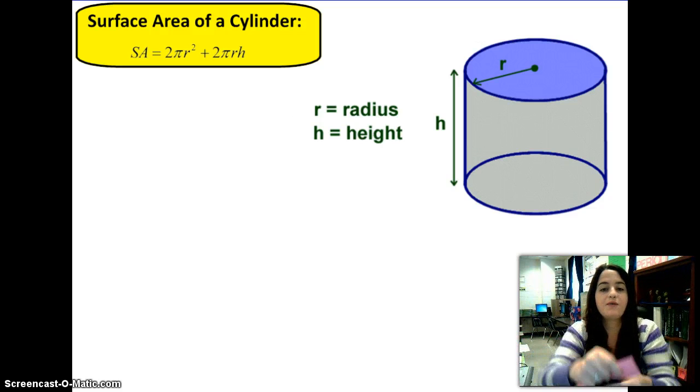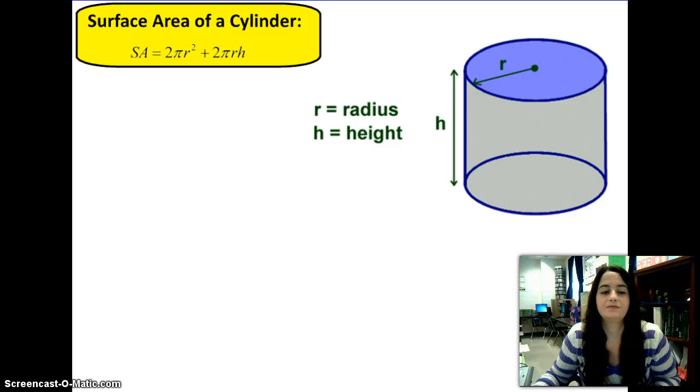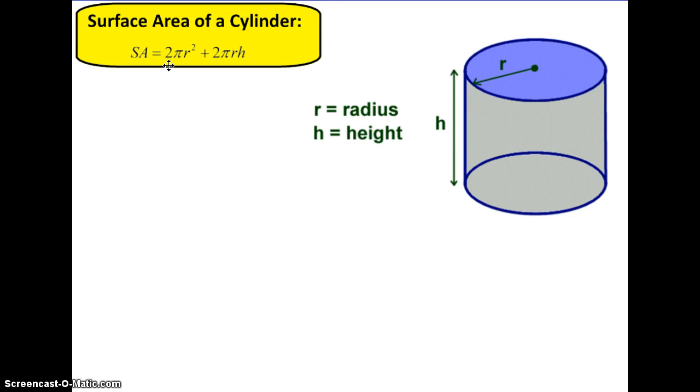Okay, so if we were to take a look at the formula, you'll see that the first part is 2 pi r squared. That's because you have 2 circles with an area of pi r squared. Now, you also have a rectangle, and the rectangle's length is the circumference, which is 2 pi r. And the width of it is going to be h, or height of the cylinder.